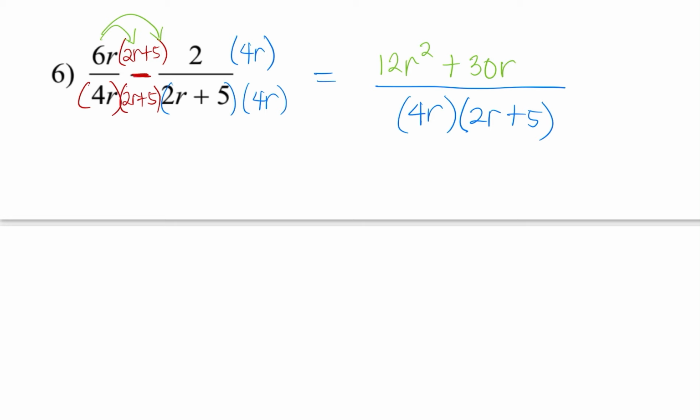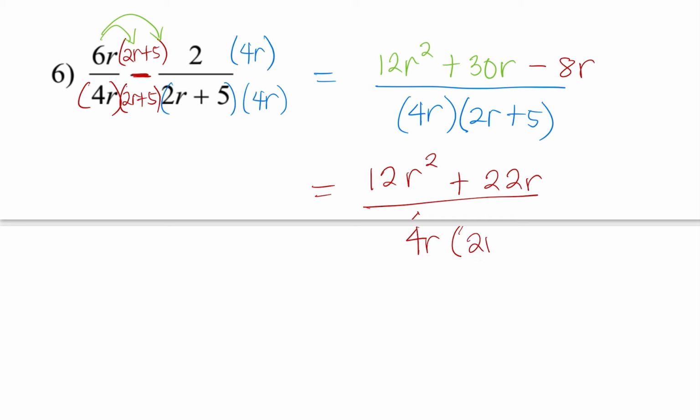We've got to be careful. So that would be minus 8r. So we simplify. So 12r squared, 30r minus 8r is 22. So we write 22r over our denominator, 4r, 2r plus 5.